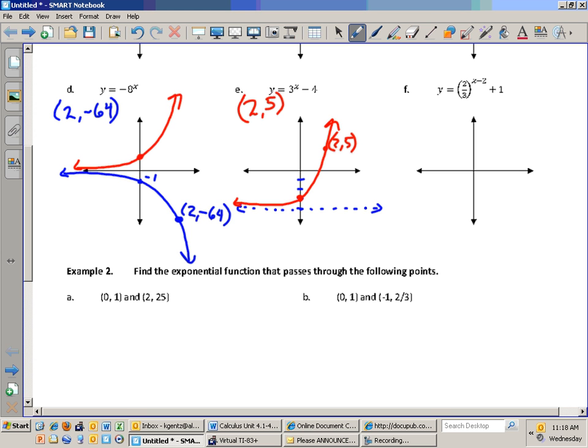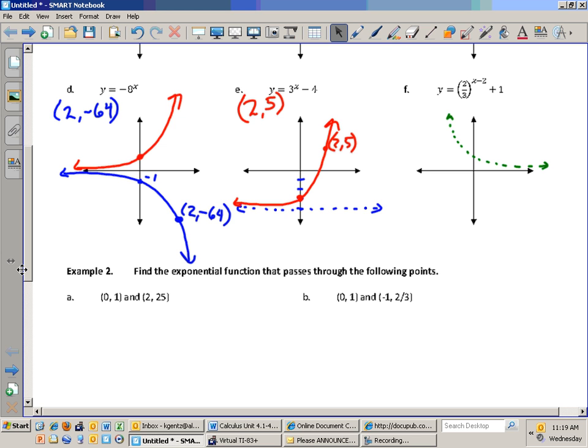And then the last one. The last one's a little bit more confusing. I'm going to draw just the general parent function to begin with. I have 2/3 to an x power. What will 2/3 look like? That would look something like this, right? Okay, so that's what I want to think about in my mind.